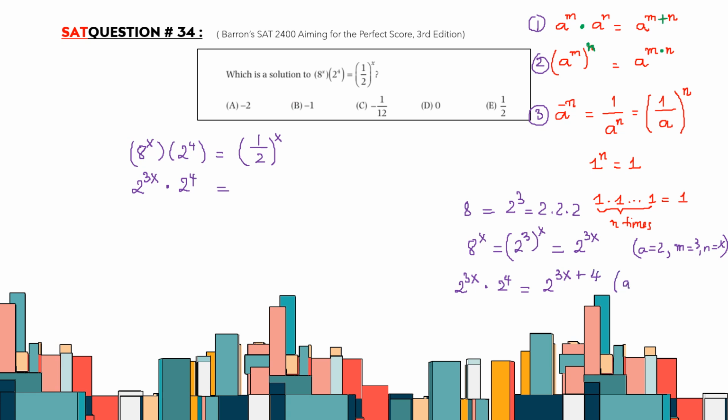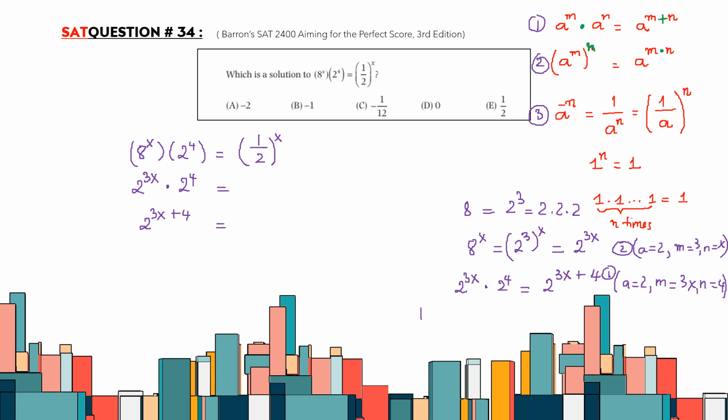This is formula 2. This is formula 1. m equals 3x, n equals 4. So on the left side, we will have 2 to the power of 3x plus 4.